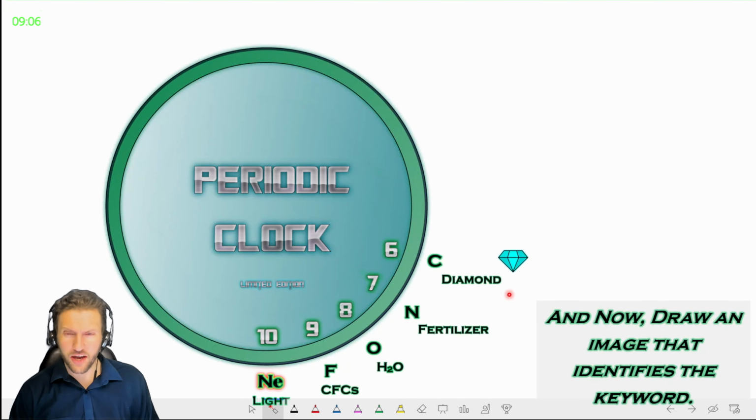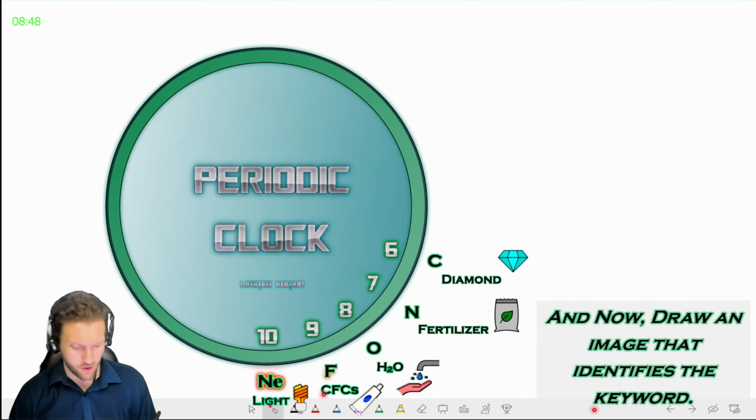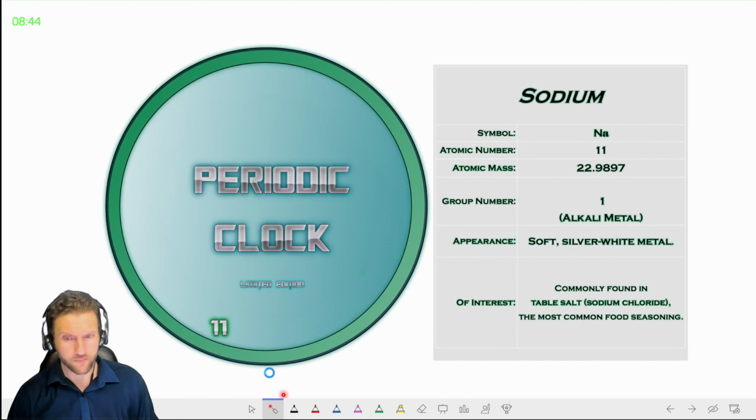Well, I'm going to go with the diamond for carbon, maybe fertilizer for nitrogen, a tap with a little bit of water for oxygen, washing those hands, and fluorine, let's go with toothpaste, keep it mixed up and different. The CFCs, they're very complicated molecules. Okay, and the next one there is going to be the classic light bulb, and that one looks like an energy saver, so that's always good for the Powerball.